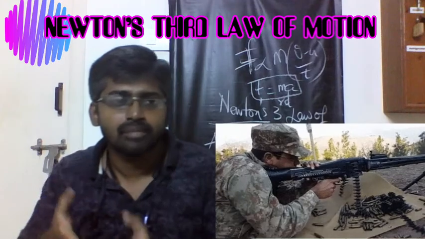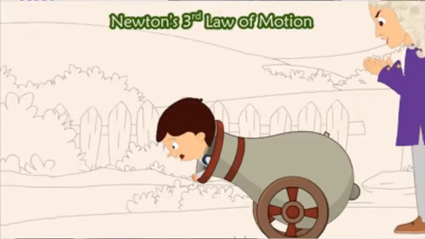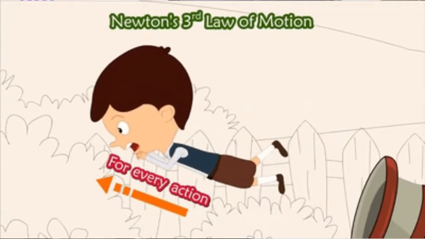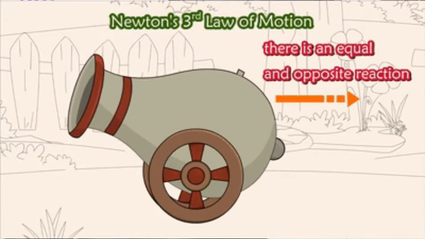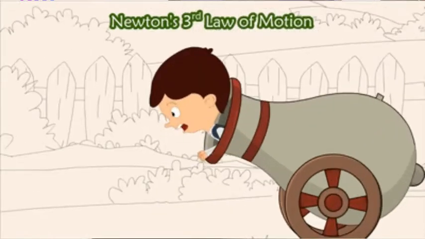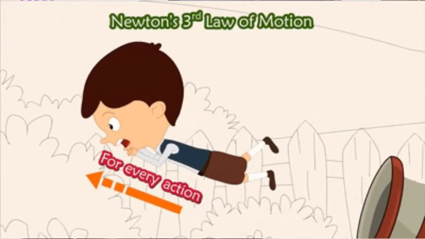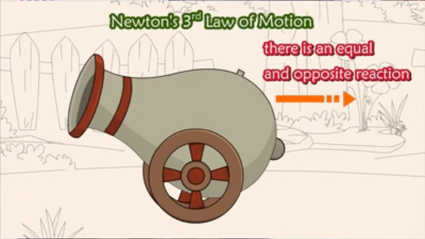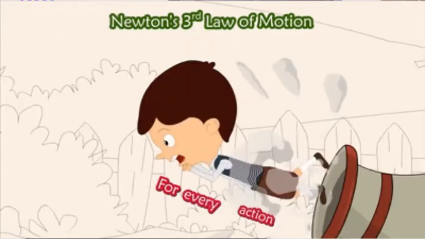Or else you might have seen the cannonball in the Birangi. Have you seen the Birangi? When they fire, the cannonball will move up, but the whole vehicle, the whole machine will come backward. This is because equal and opposite forces are acting.